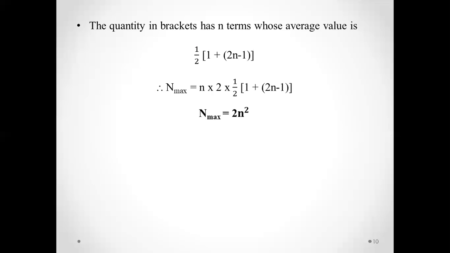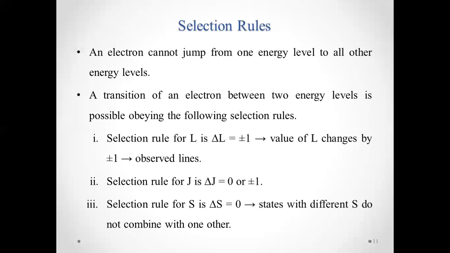Making this substitution in the above expression, we get n_max equal to n into 2 into half into (1 plus (2n minus 1)). If we simplify this, finally, the maximum number of electrons in an orbit, n_max, is obtained as equal to 2n square.